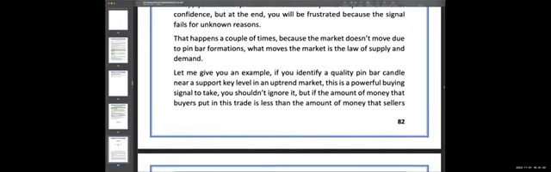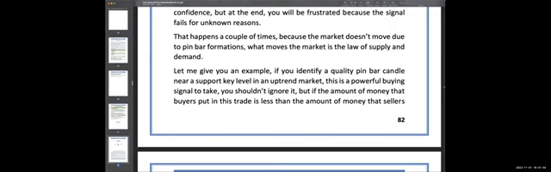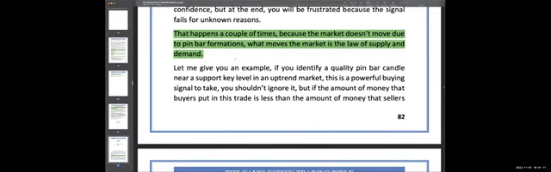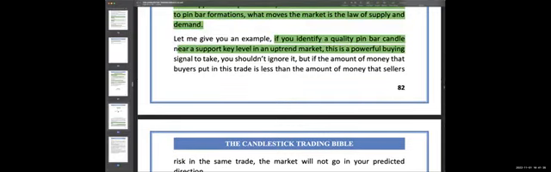That happens a couple of times because the market doesn't move due to pin bar formations. What moves the market is the law of supply and demand. Let me give you an example. If you identify a quality pin bar candle near a key support level in an uptrend market, this is a powerful buying signal to take. You shouldn't ignore it, but if the amount of money that the buyers put in this trade is less than the amount of money that the sellers risk in the same trade, the market will not go in your predicted direction.